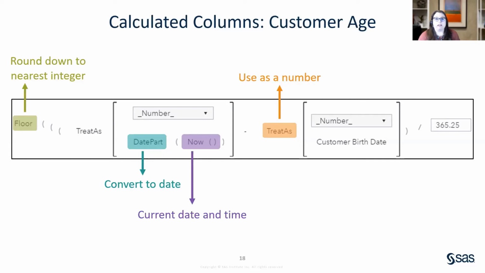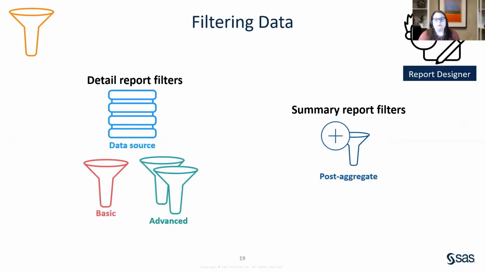In addition to calculating data items, we're also probably going to want to filter the data. And we have some choices here as well. So I can filter the data at the data source level. So as the data source comes in to the data pane, it could be filtered, which means that those items would be updated.